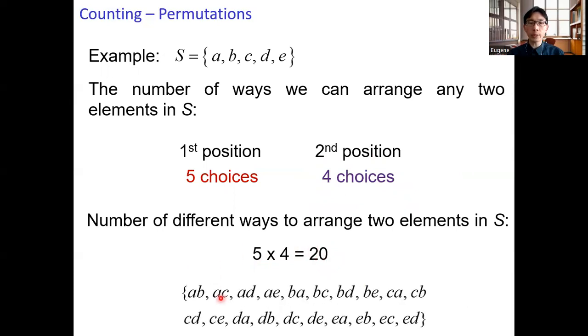And the 20 arrangements are listed below: AB, AC, AD, etc. Remember that AB and BA are 2 different arrangements. The sequence AC and the sequence CA are not the same. This is permutation. Order is taken into account.